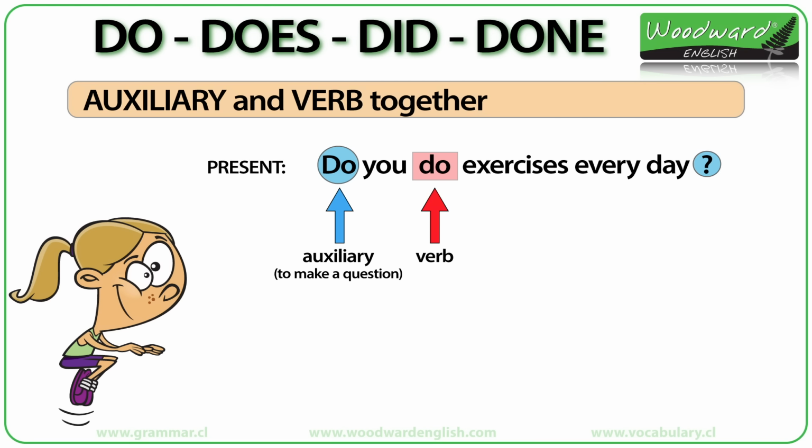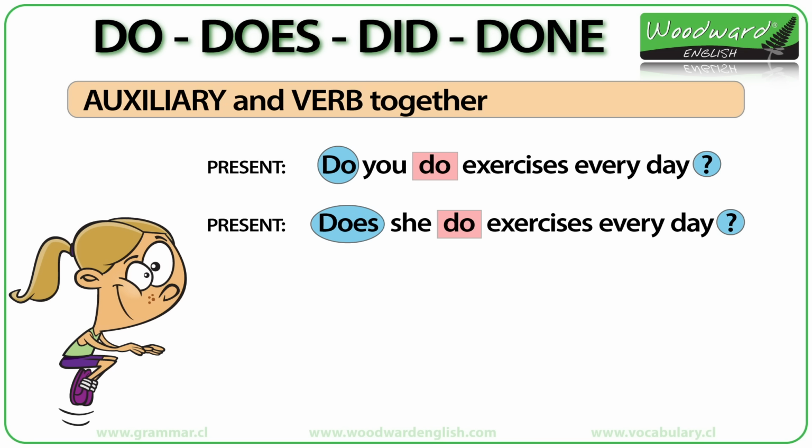You do exercises. What happens if instead of you, we're asking about another person? Does she do exercises every day? We use does because it is necessary for simple present tense questions for third person, in this case for she. Again, do appears because you do exercises. It appears as do and not does because the verb needs to be in the base form of the infinitive.